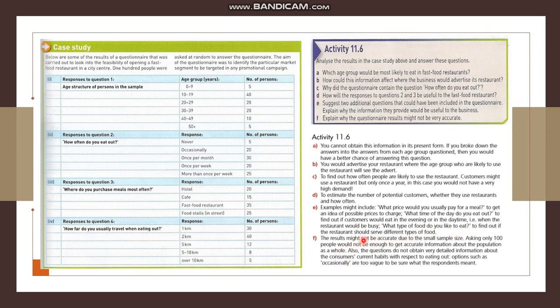The results for letter F here. Explain why the questionnaire results might not be very accurate. The results might not be very accurate due to the small sample size. Asking only 100 people would not be enough to get accurate information about the population as a whole. Also, the questions do not obtain very detailed information about the customers' current habits with respect to eating out. Options such as occasionally are too vague to be sure what the respondents mean.